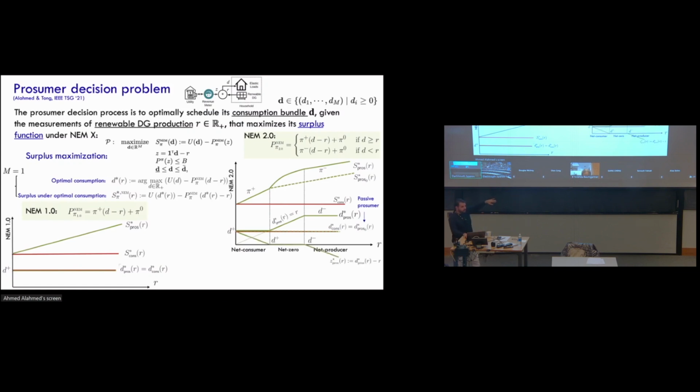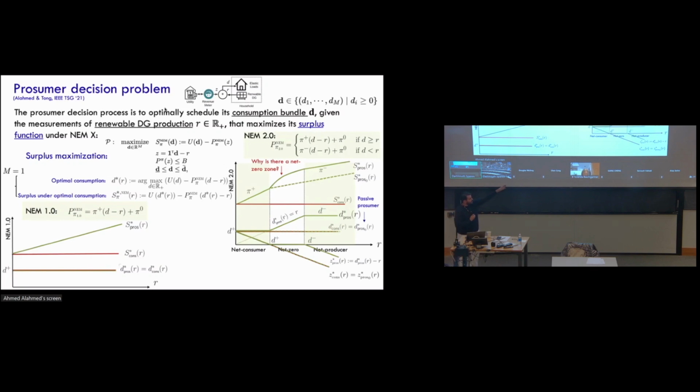This is your net consumption, so the difference between consumption and generation, and this is your net consumption if you are a passive customer. The most interesting zone is this net zero zone. We were not expecting this zone to emerge at all. So I'm going to try to explain the intuition of the emergence of this zone.